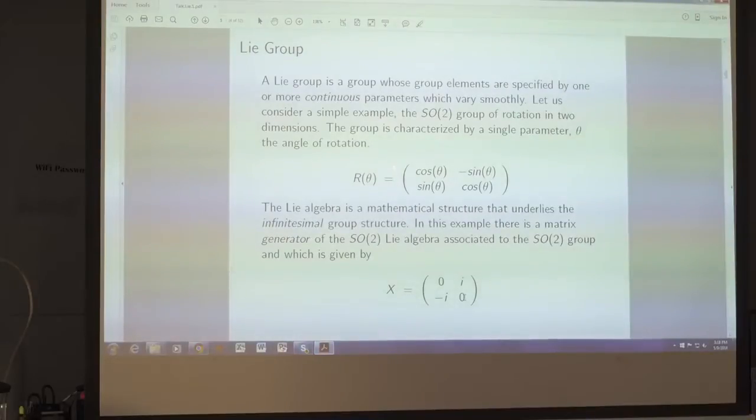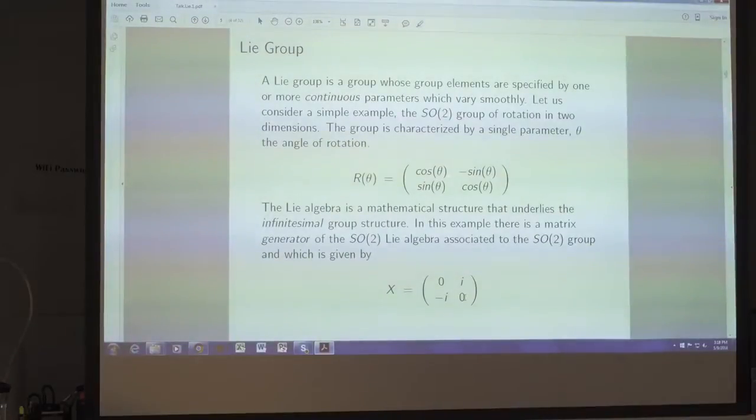Let's suppose that you're going to perform a rotation in 2 dimensions, and that rotation is going to be specified by the angle theta. So in 2 dimensions, you're going to have a 2 by 2 matrix, and the rotation matrix is going to be given by the entries of this matrix.